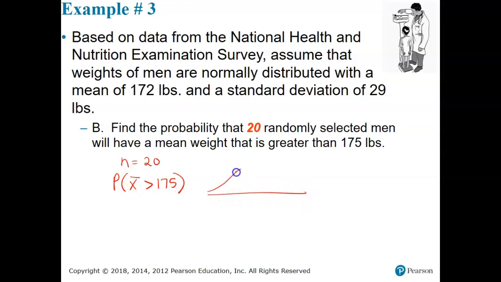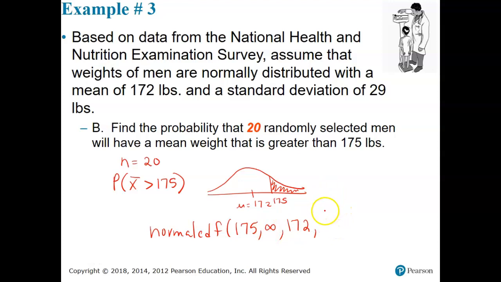So my sketch will look the same as it did before. So it's going to look like this. So I'm going to do the normal CDF from 175 to infinity. My mean stays the same. My standard deviation for this is going to be the standard deviation that's given to us for the population divided by the square root of my sample size. My sample size was 20. Okay, so when I put that in the calculator, I'm going to get 0.3218.